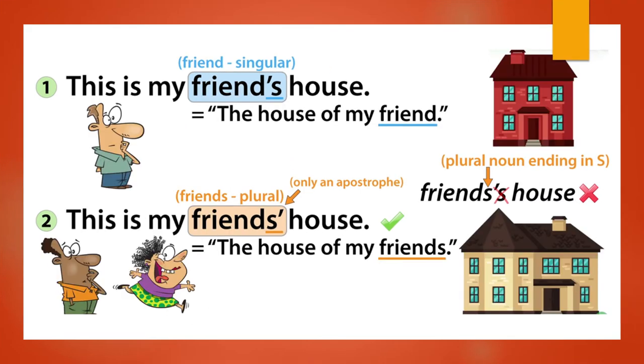Now, let's take a look at another example of possession, singular. This is my friend's house. The house of my friend. In the second one, if your two friends are living in one house, let's take an example, they are brothers or sisters, siblings. So you can say, this is my friends' house. The pronunciation is the same again, so what is the difference? Friend's has apostrophe S, but friends in the plural is S and then apostrophe. Friends is plural, and then you just add an apostrophe after the plural noun. Clear?